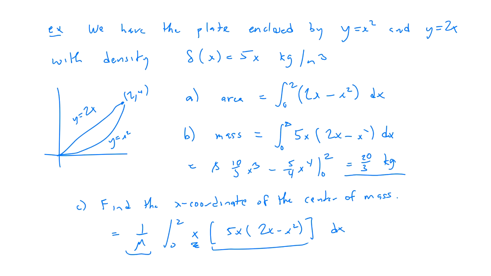So the area is just F minus G. The mass is the density times F minus G. And then the x coordinate of the center of mass is x times density times F minus G, all divided by the total mass. So in this case, the total mass is 20 over 3. So that would become 3 over 20.